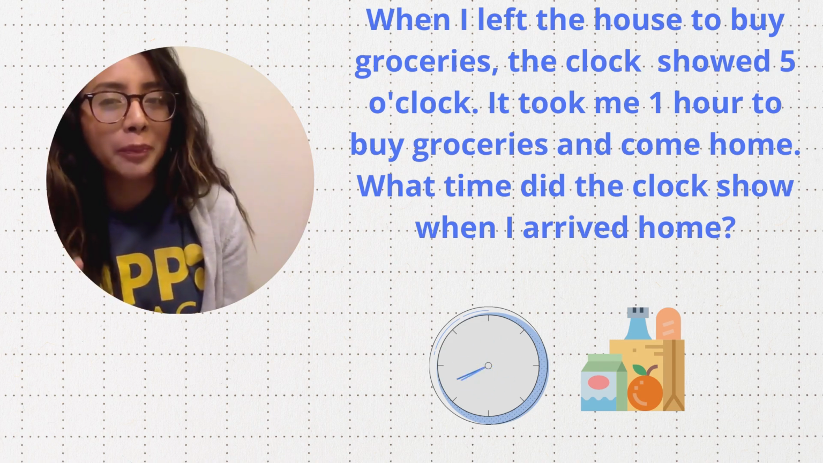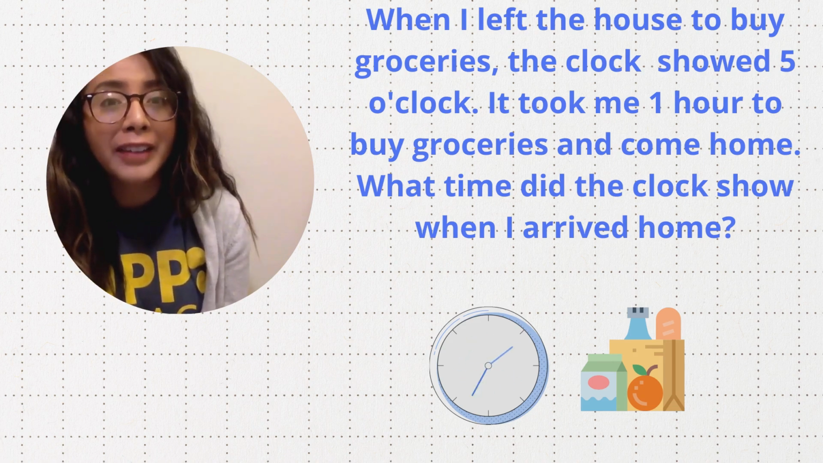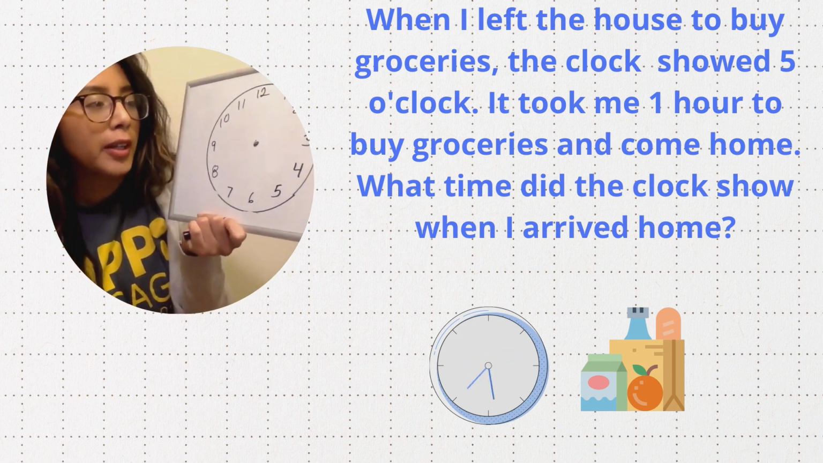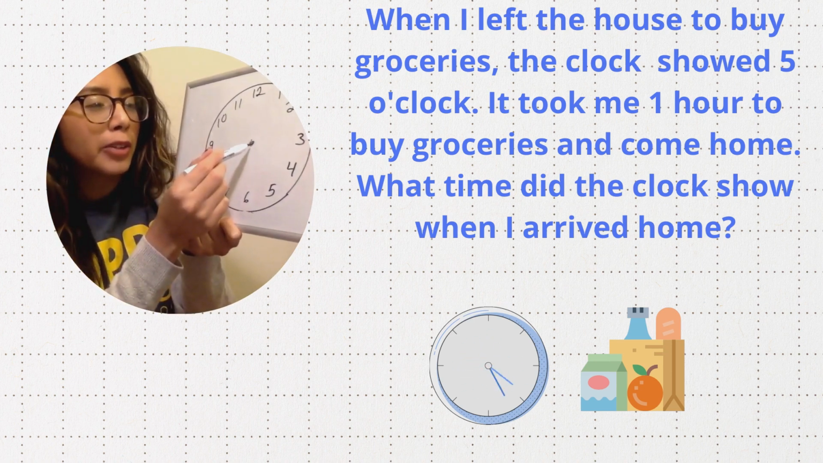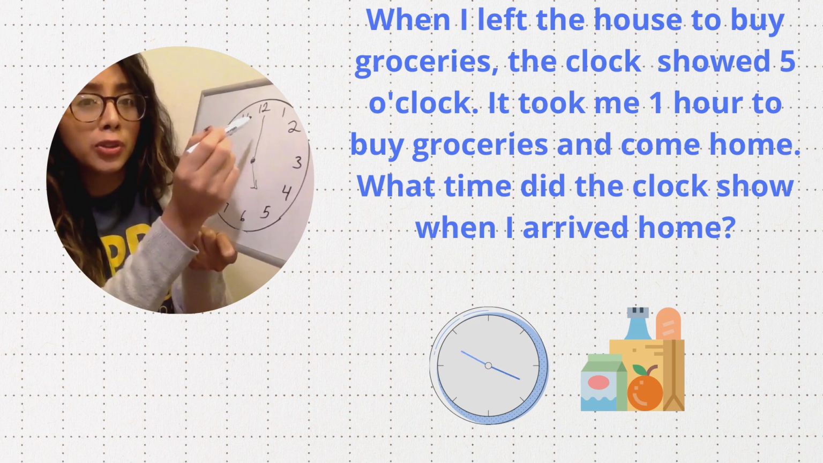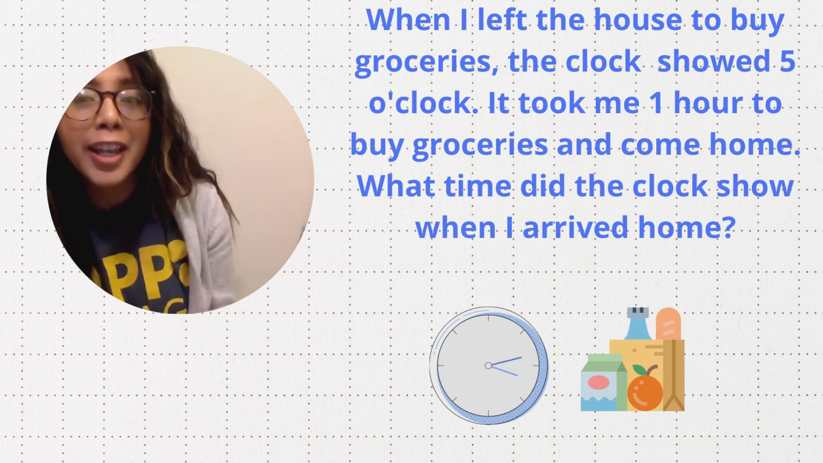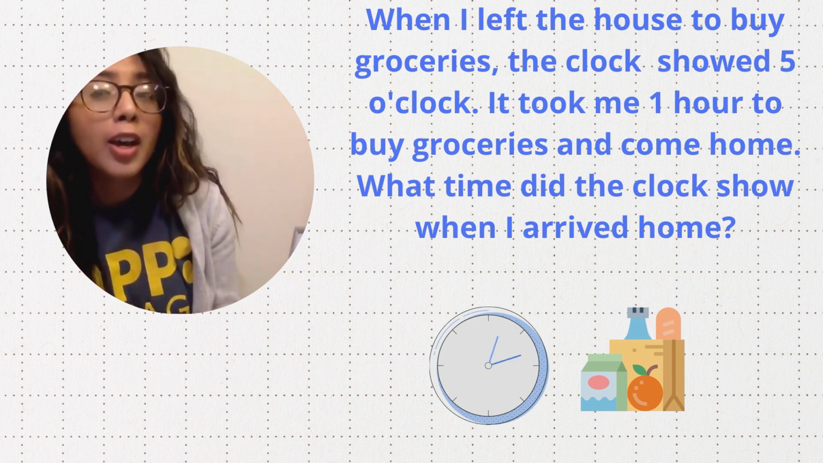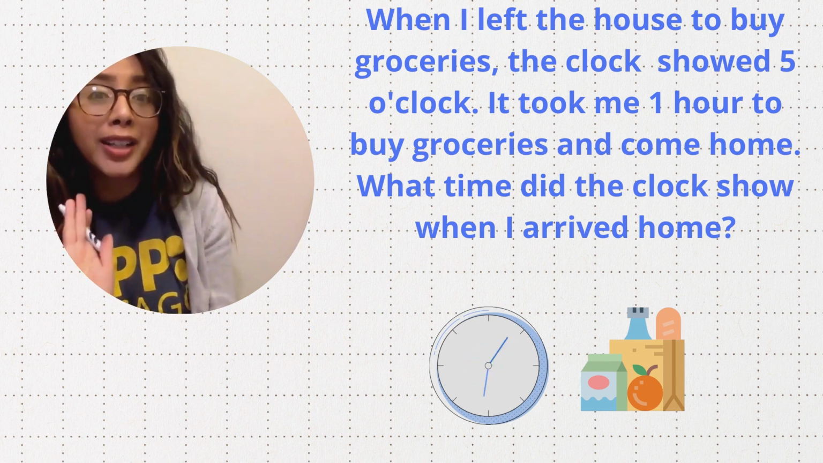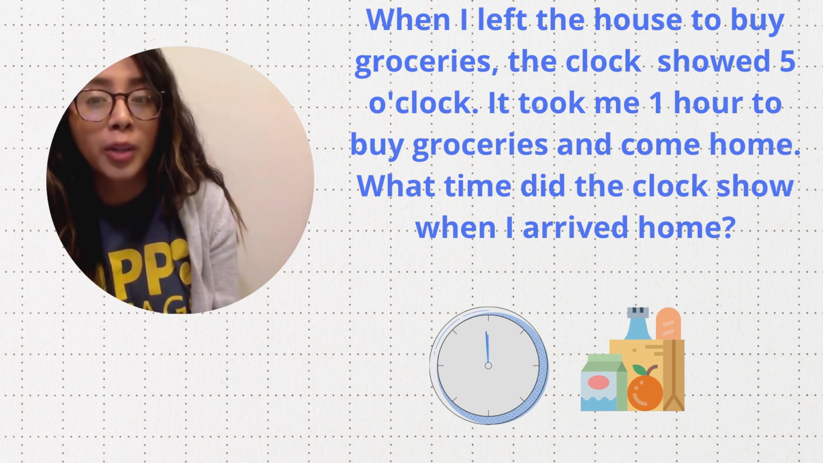Let's do one more. When I left the house yesterday to buy groceries, the clock showed 5 o'clock. So again, the clock showed 5 o'clock, and let's see if we can draw it on our clock. Where's the hour hand going to be? It's going to be on 5. And to show 5 o'clock or 5:00, our minute hand is on 12. So it took me 1 hour to buy groceries and come home. What time did the clock show when I arrived home? So again, it took me 1 hour to come back home. Now I want to know what time did the clock show when I arrived?